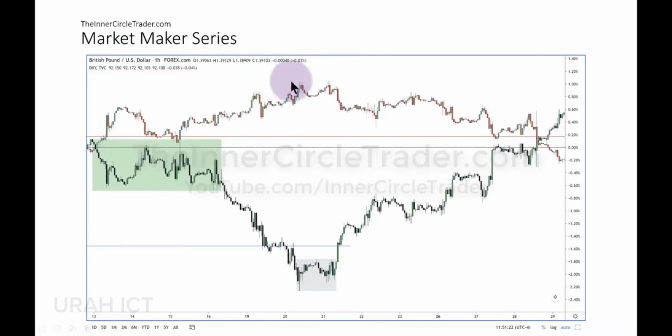So this is SMT divergence. Higher high, higher low. This is occurring at the same time we're below those daily equal lows, and we're expecting price to go higher anyway, and all this does is confirm. SMT is not a timing tool, it's a confirmation tool. Okay, it confirms something that you were already expecting anyway.